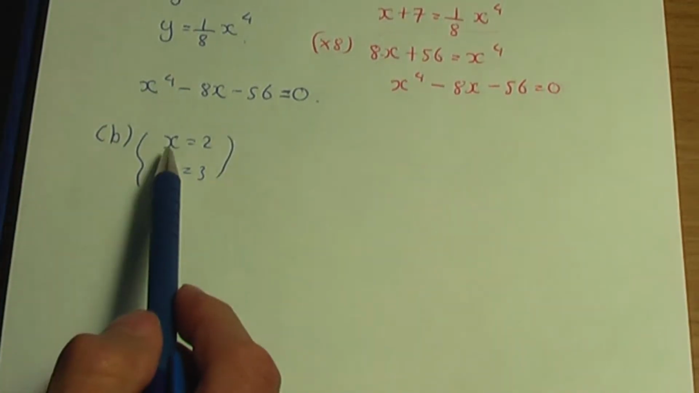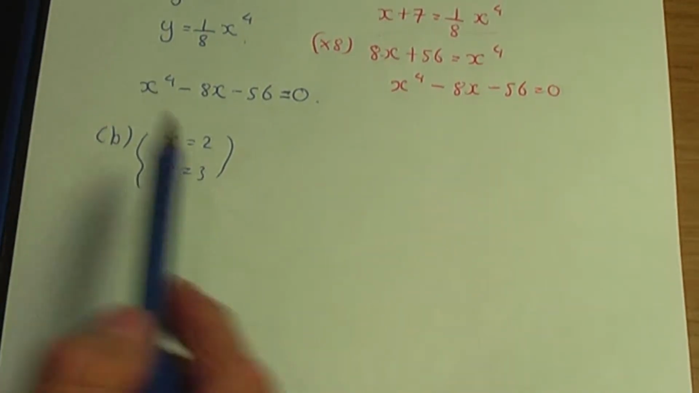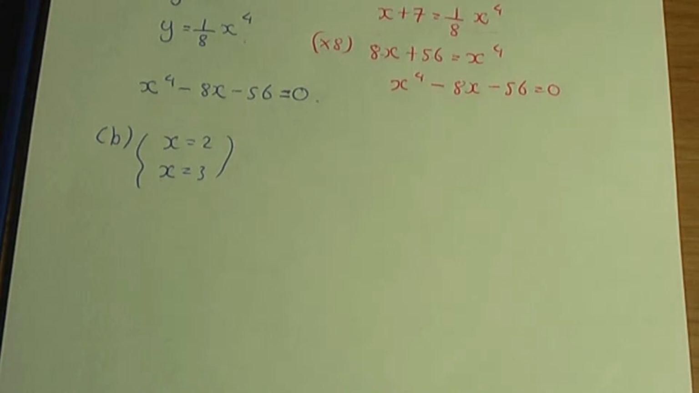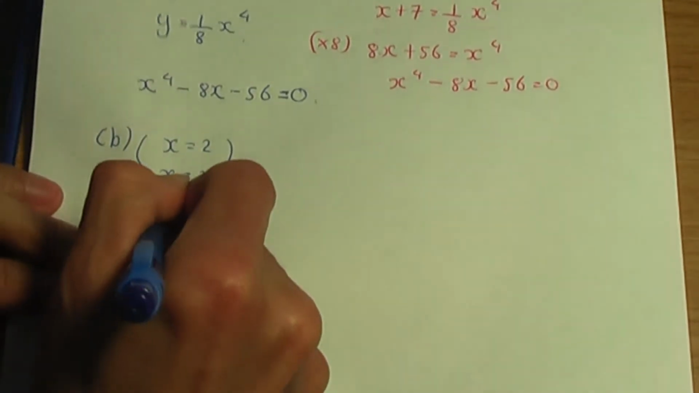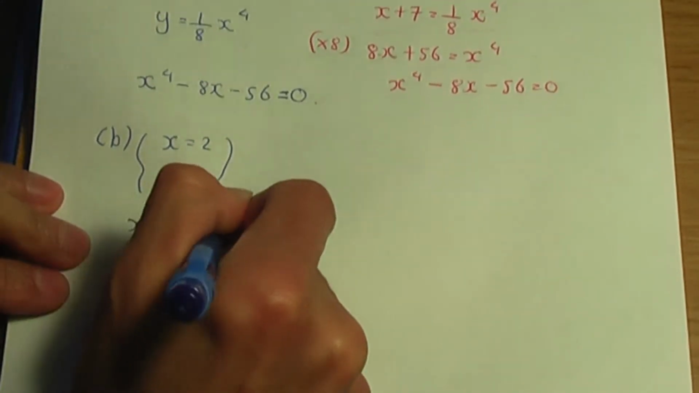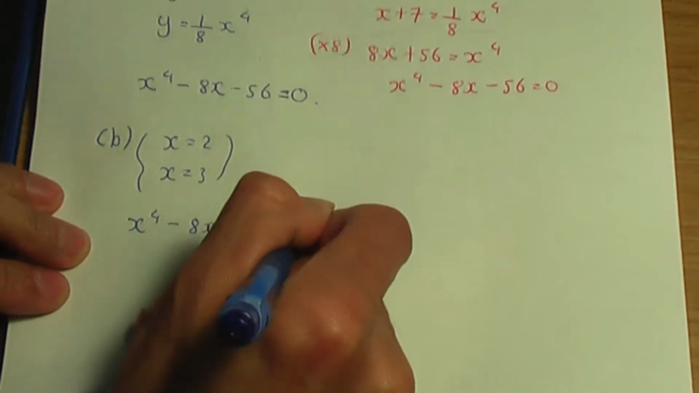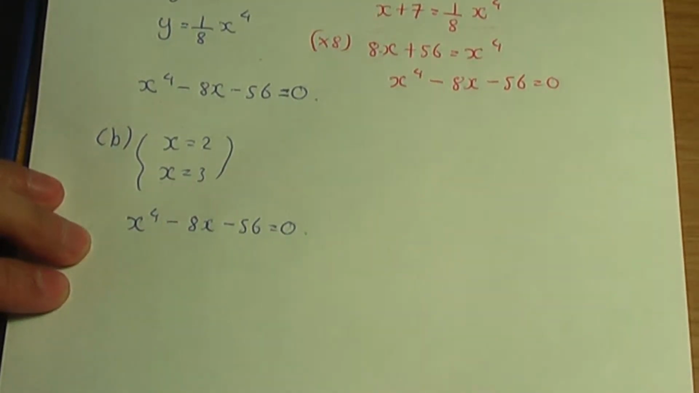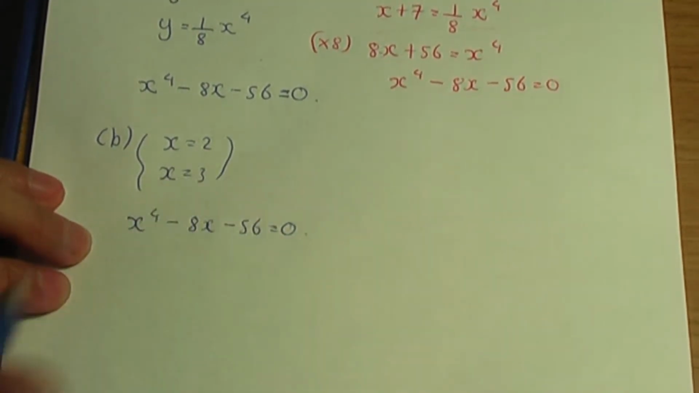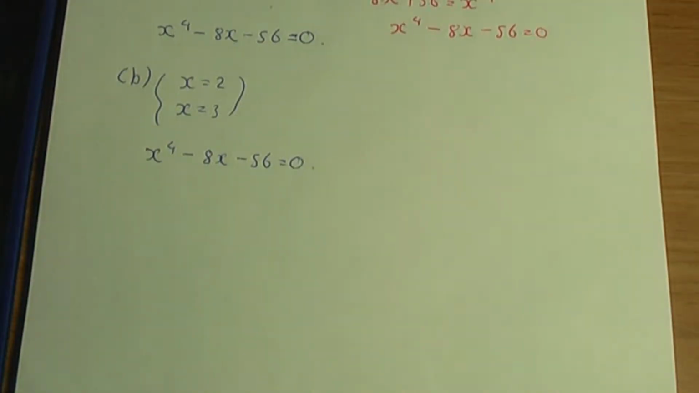So we've been given an interval, x equals 2 and x equals 3, and we need to show that x to the 4 minus 8x minus 56 equals 0 has a positive root lying in that interval. Now there is a rule known as the change of sign rule. If you're unaware of the change of sign rule, I have created a video on it, and I'll provide a link to that video in the description below.